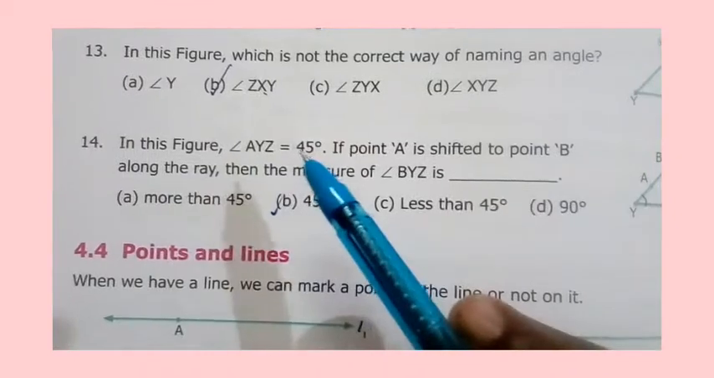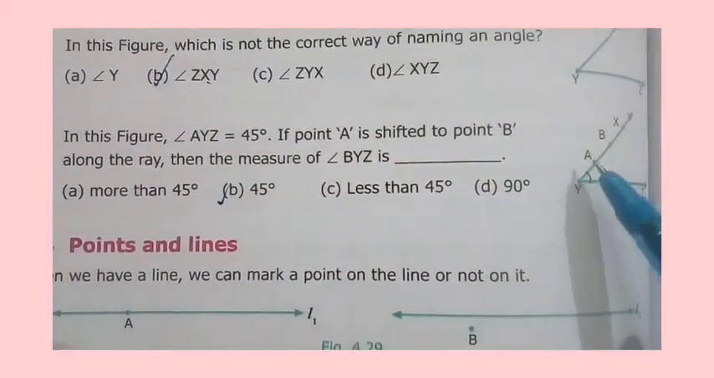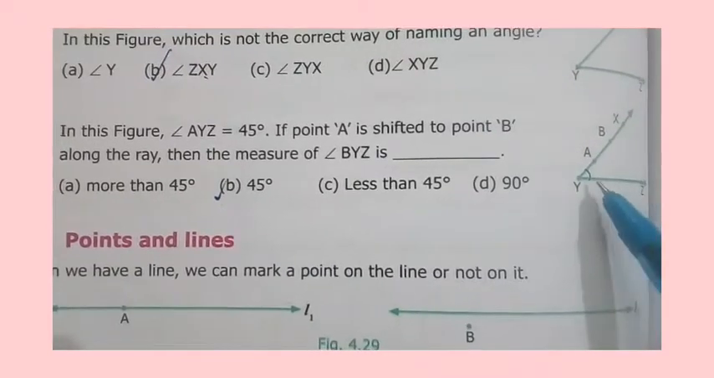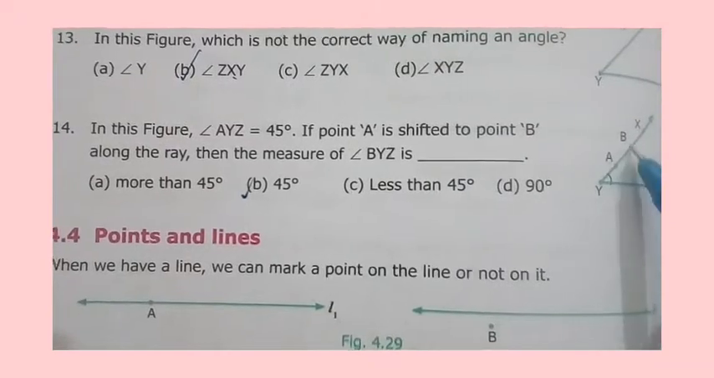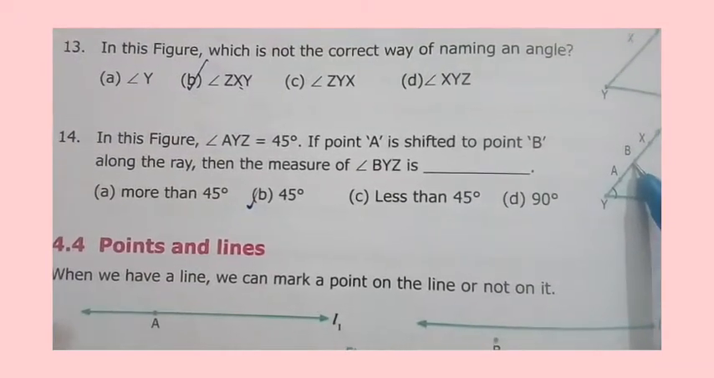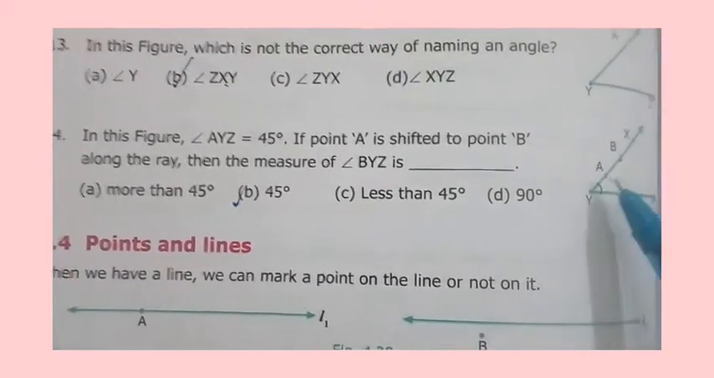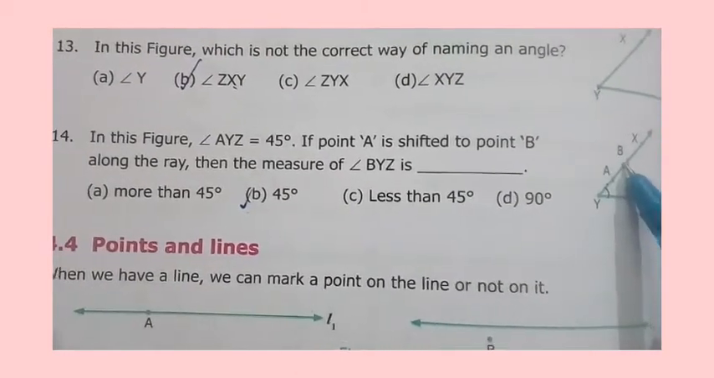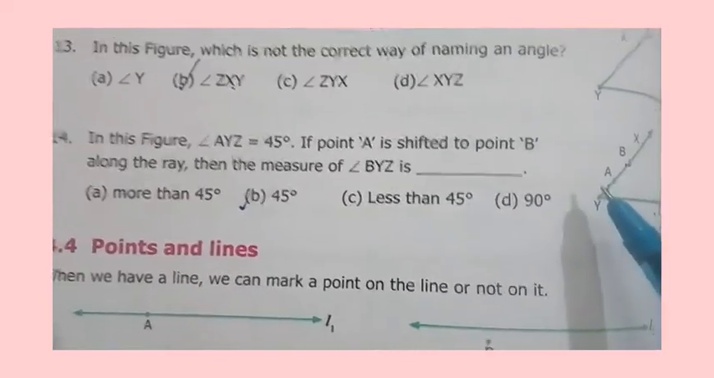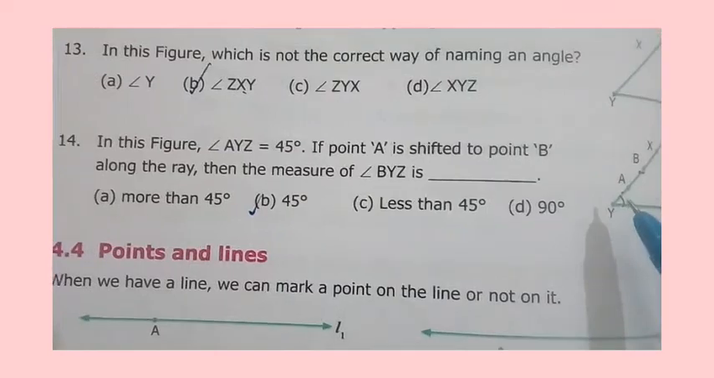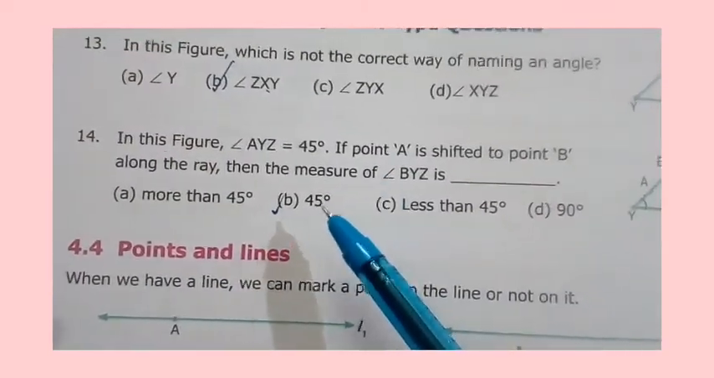14th question. In this figure, AYZ is equal to 45 degrees. If A is shifted to B along the ray, then the measure of the angle BYZ is the same. A moves to B. So what is that angle? The same. It lies on the same line, so the angle does not get any variation. So that is the same, 45 degrees. This also is 45 degrees.